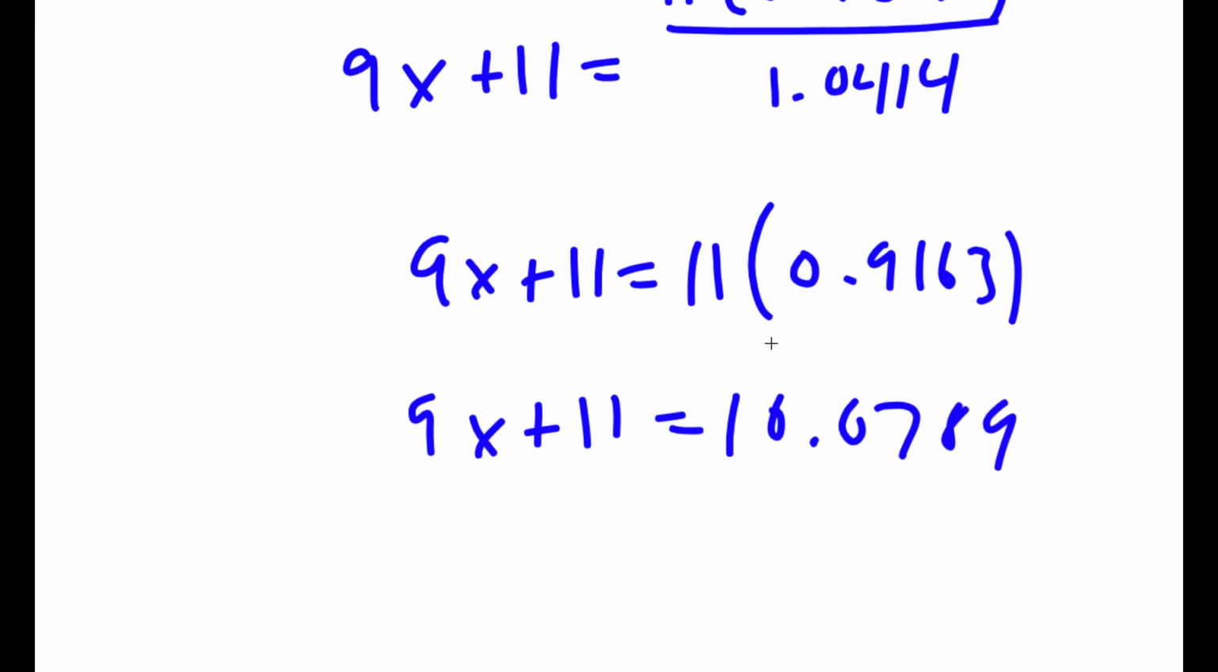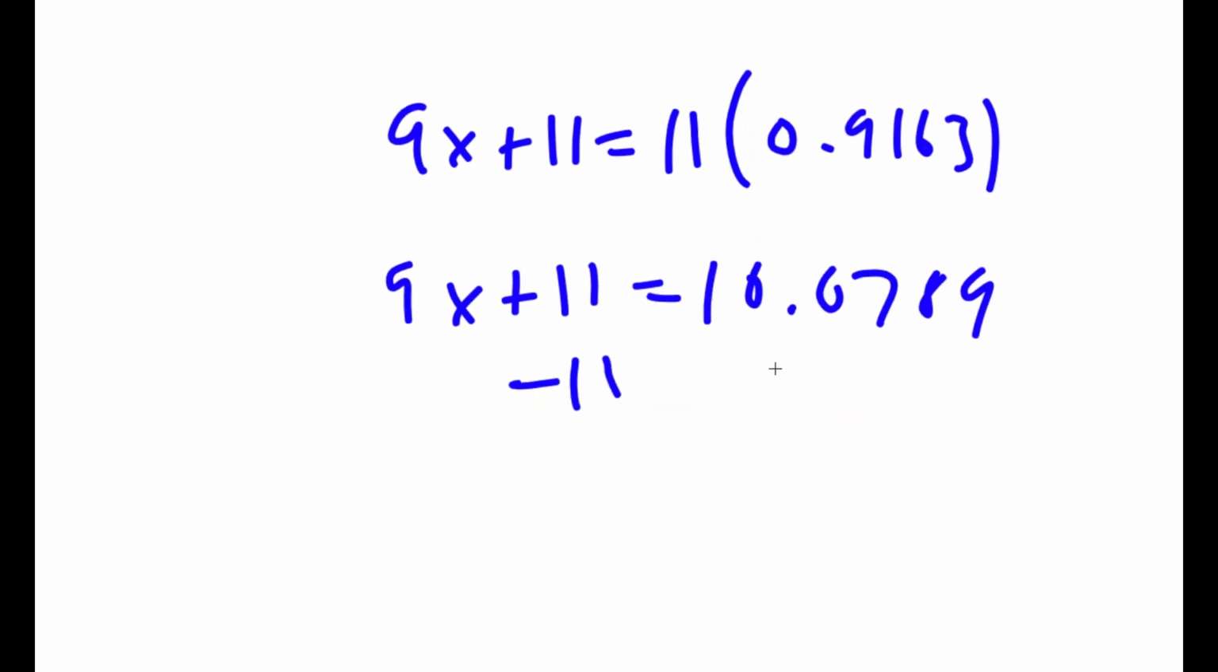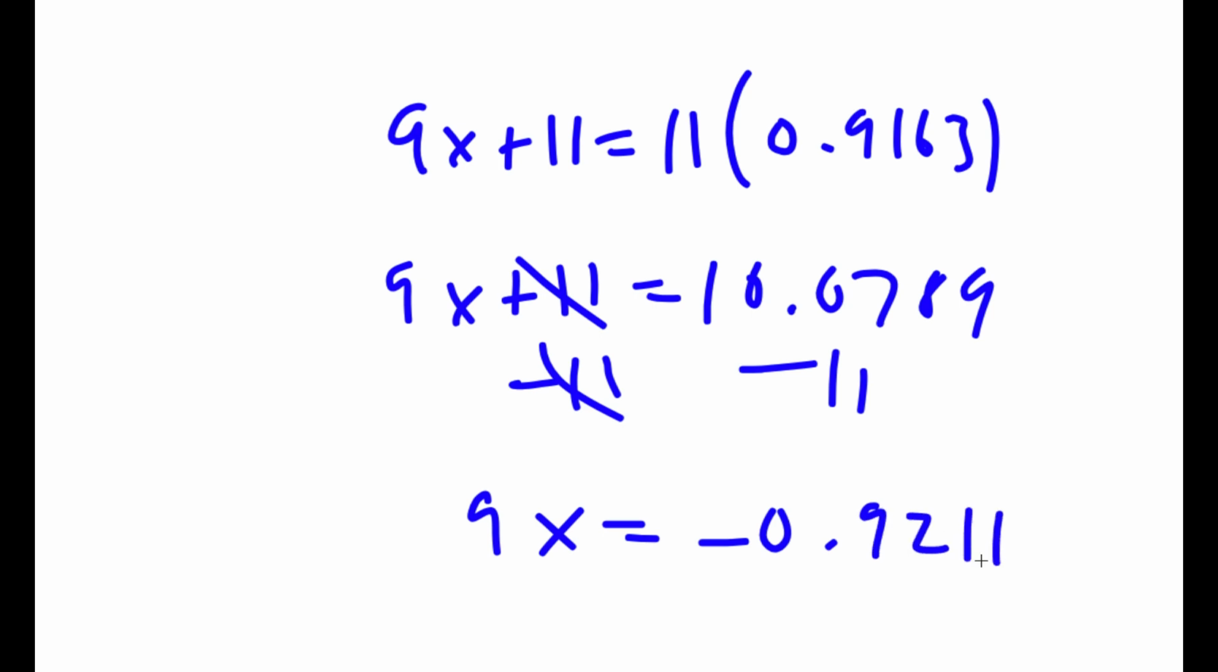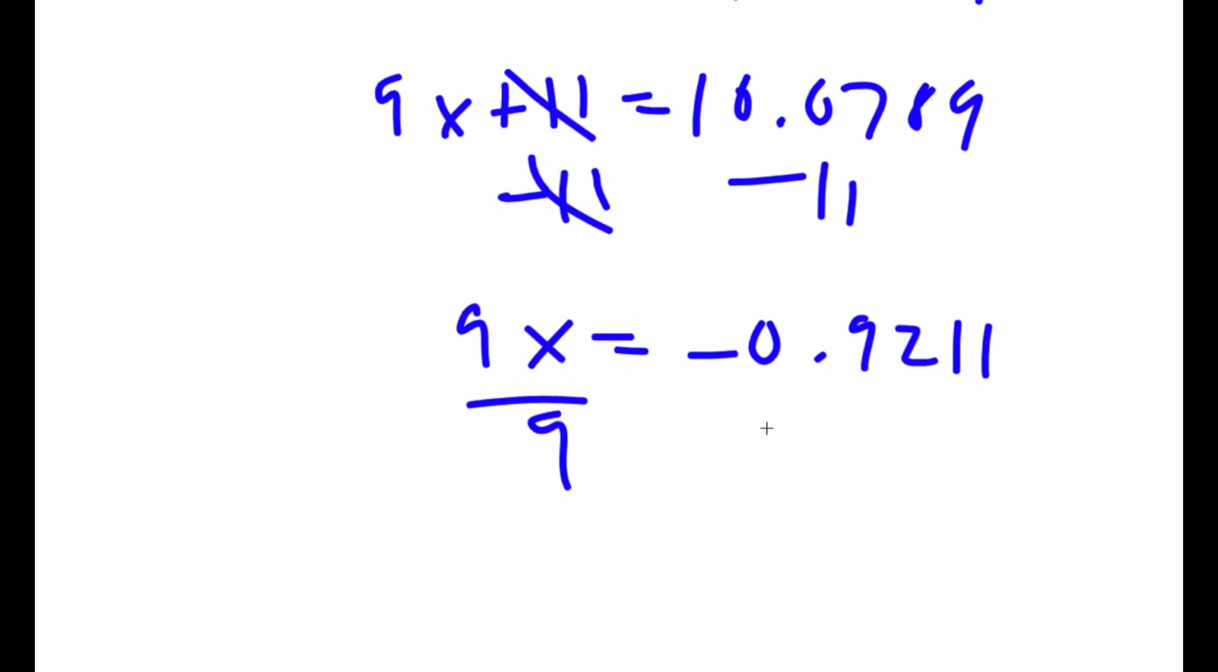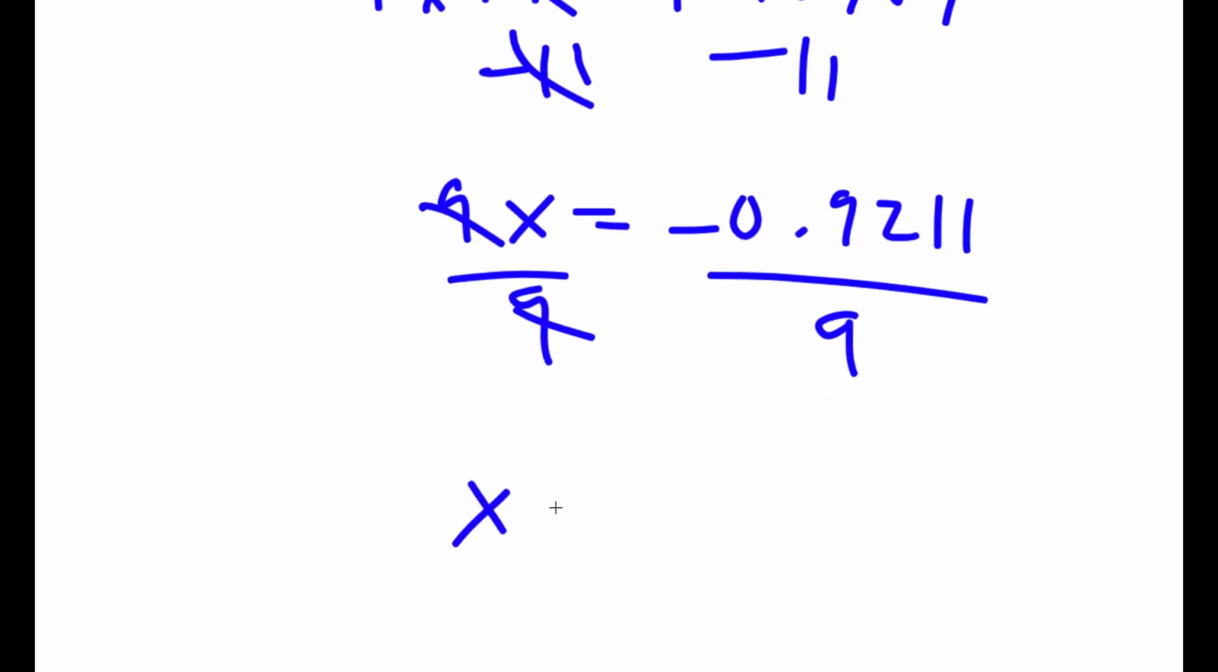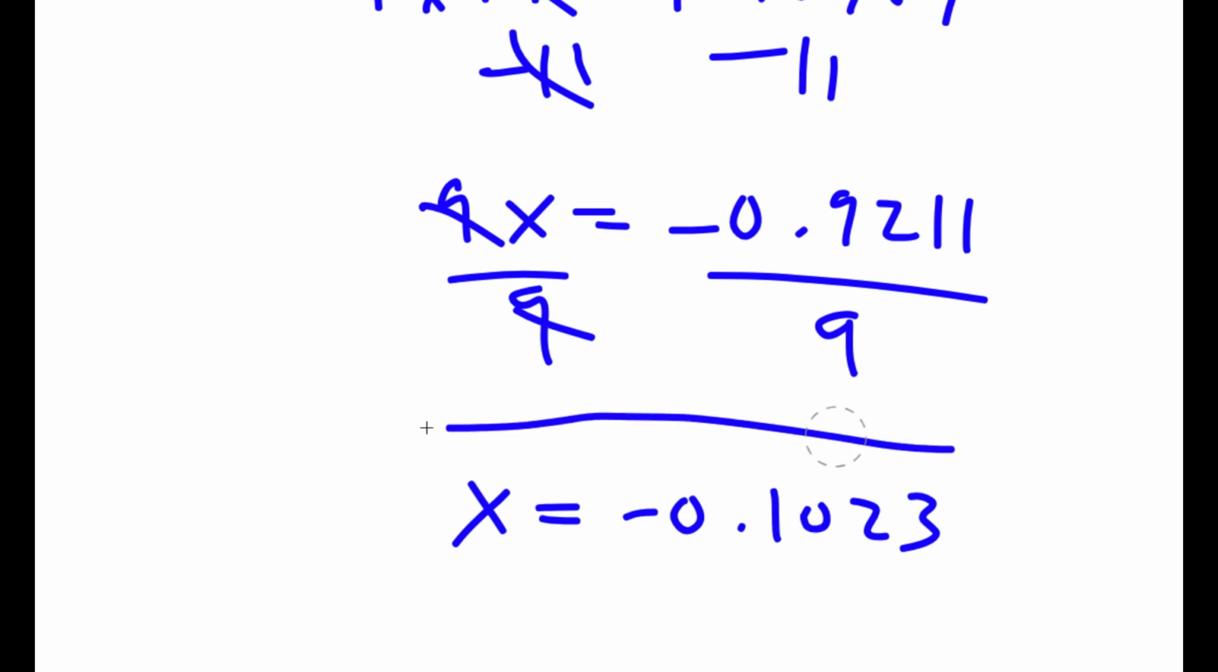10.0789. So now I'm going to subtract 11 on both sides. So I get 9x is equal to negative 0.9211. Now if I divide both sides by 9, I get x is equal to negative 0.1023. So this is my answer to this problem.